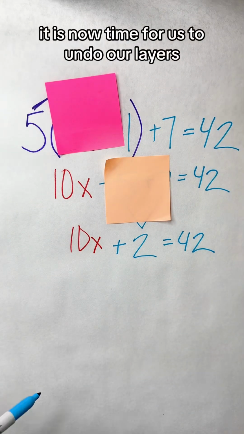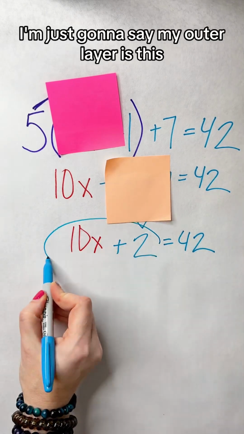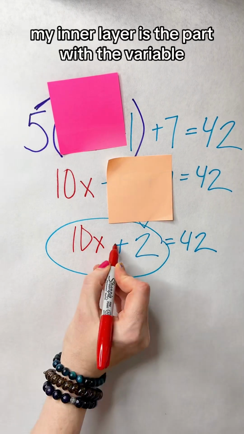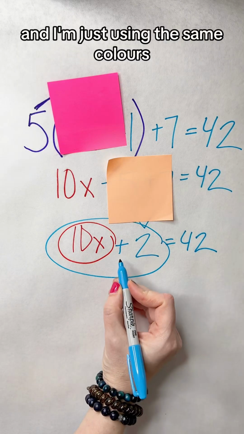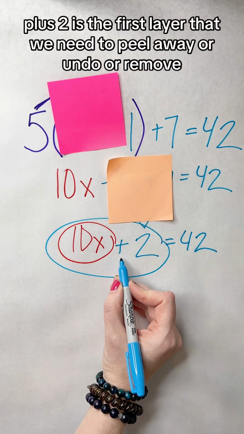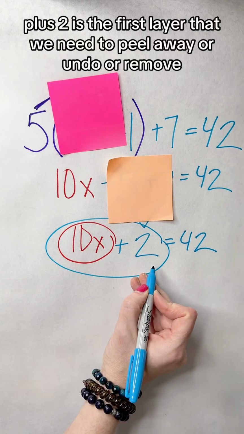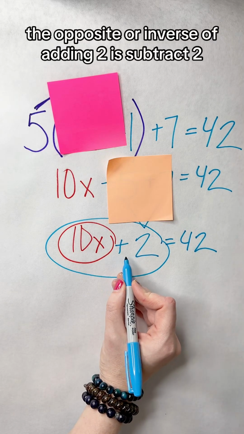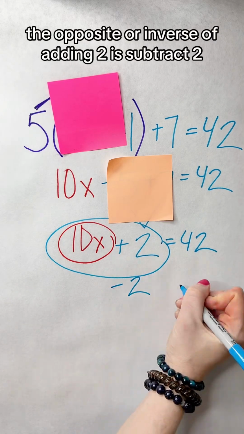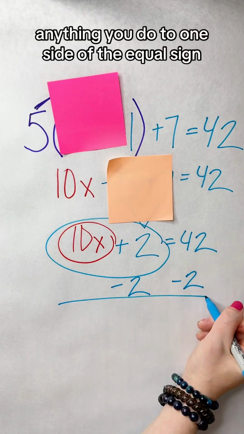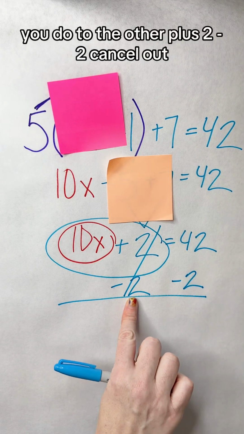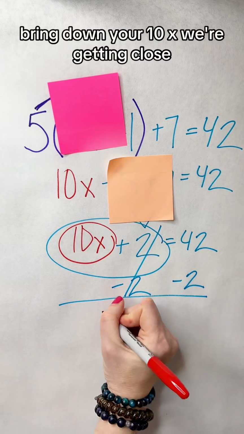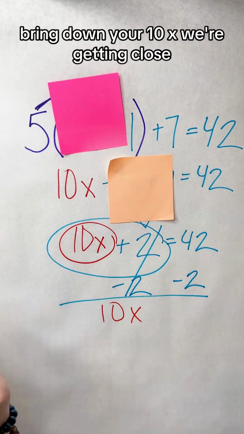It is now time for us to undo our layers. I'm just going to say my outer layer is this. My inner layer is the part with the variable, and I'm just using the same colors. Plus 2 is the first layer that we need to peel away or undo or remove. The opposite or inverse of adding 2 is subtract 2. Anything you do to one side of the equal sign, you do to the other. Plus 2 minus 2 cancel out. Bring down your 10x. We're getting close.